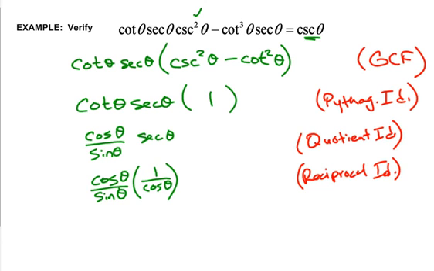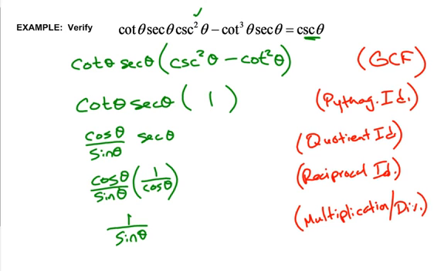Cosine over sine times 1 over cosine, as we multiply that, we'll get 1 over sine, and that is just multiplication. You can call it multiplication and division, and I'm actually dividing out the cosines there. The cosines cancel, hopefully you see that.